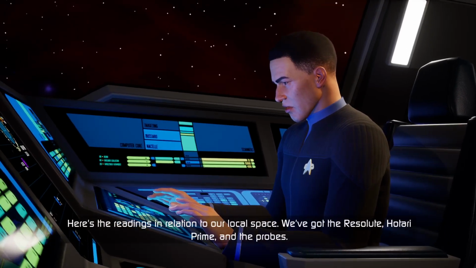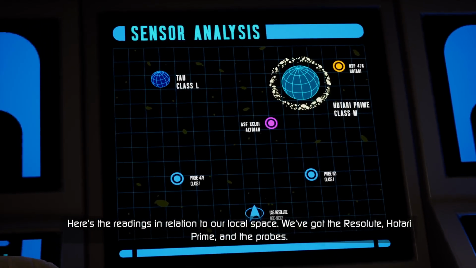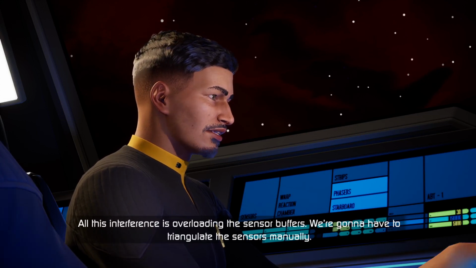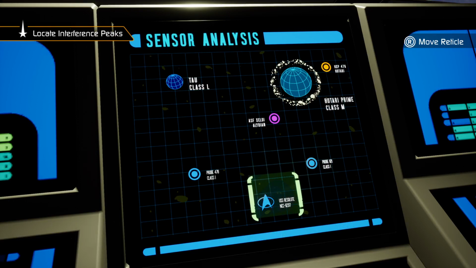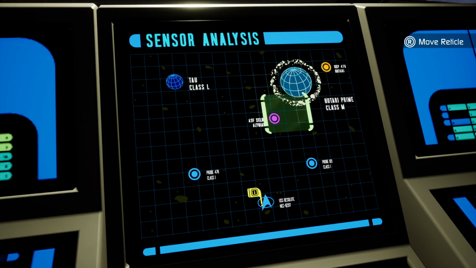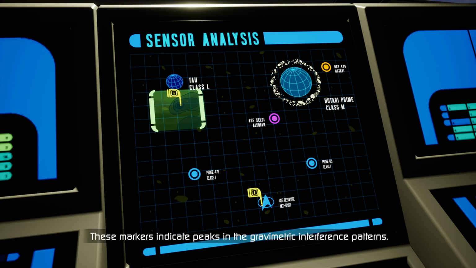Here are the readings in relation to our local space. We've got the Resolute, Prime, and the probes. This interference is overloading the sensor buffers. We're going to have to triangulate the sensors manually. We got something. These markers indicate peaks in the gravimetric interference patterns. See if I can find some more.